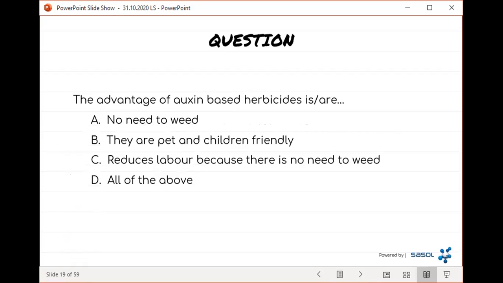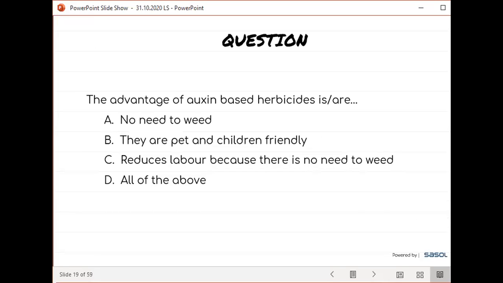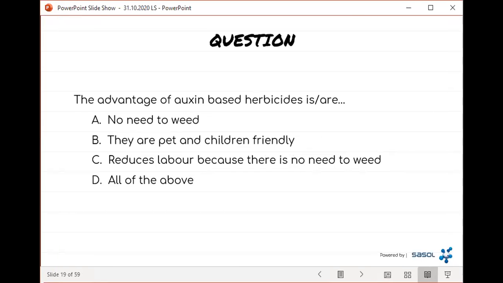Okay, next question. The advantage of auxin-based herbicides is or are A, no need to weed, B, they are pet and children friendly, or is it C, reduces labor because there is no need to weed, or D, all of the above? And guys, if you say D, that is correct. Okay, and let's move on to the next question.